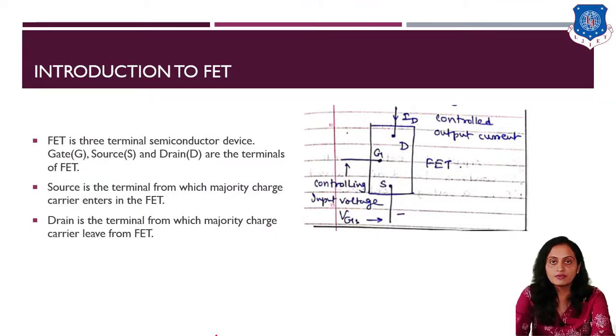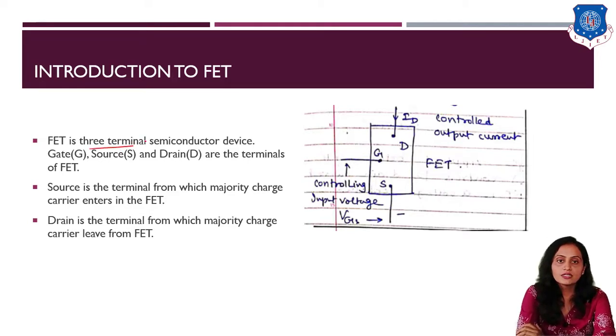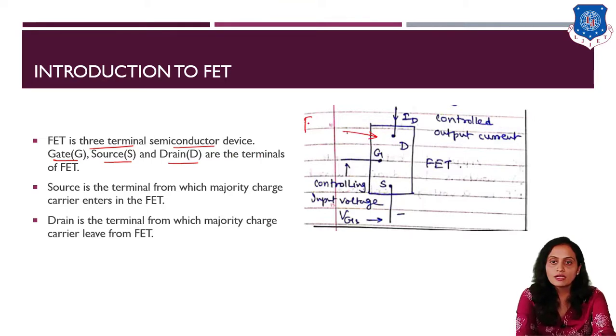Introduction to FET, that is the field effect transistor. So field effect transistor has three terminals and it is a semiconductor device. The three terminals of this FET are the gate, source and drain. This is one block which represents FET and it has three terminals. One is gate, another one is source and the other is drain.